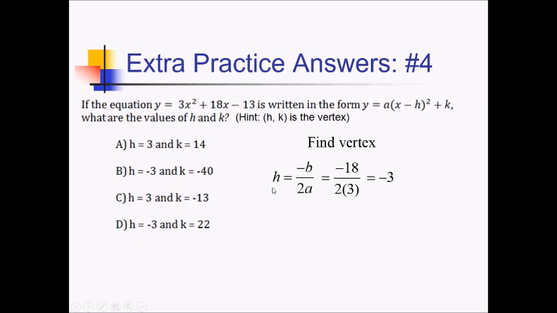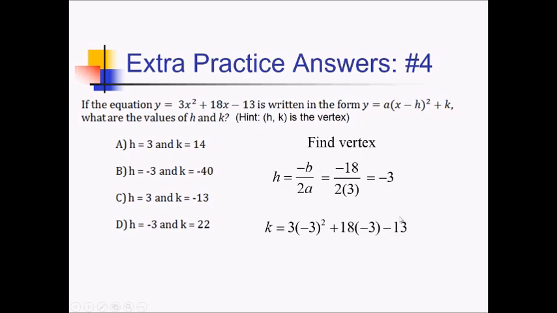Now to get the k value, that is going to be the y value of the vertex. So that's basically just plugging negative 3 back into this y equals equation up here. So we've got, let's see here, negative 3 squared is 9, times 3 is 27. 3 times 18 is 54, so we're subtracting 54. 27 minus 54 is negative 27.